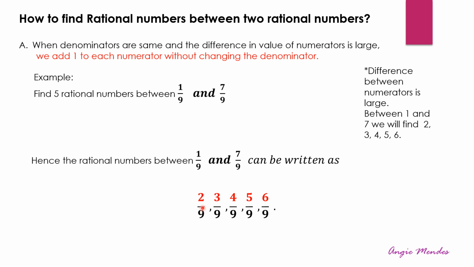Now how did we get this 2, 3, 4, 5, 6? We have added 1 to each numerator. So we have added 1 to 1 upon 9. So it is 1 plus 1 upon 9 which has given us 2 upon 9. To 2 we have added 1 and we have got 3 upon 9 and so on.